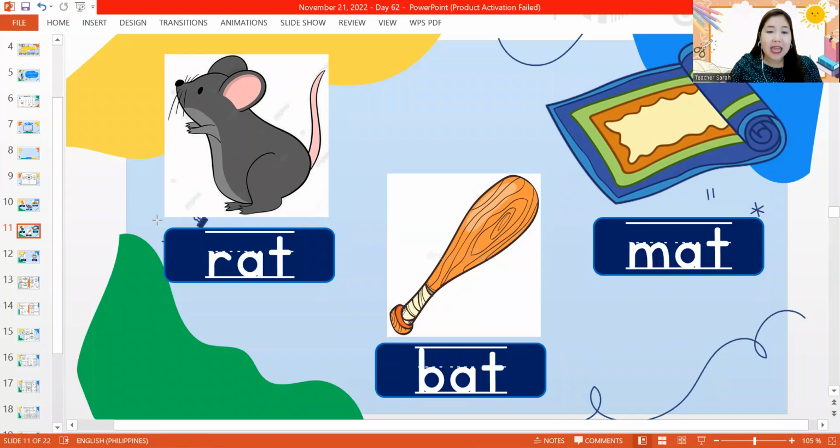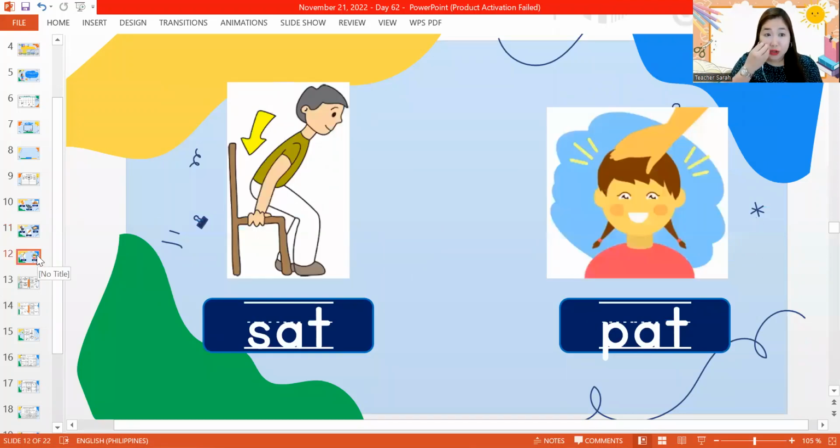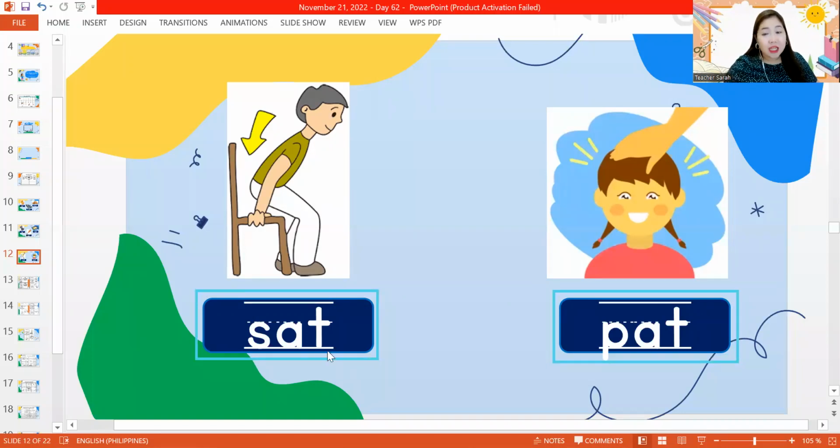Let's review the words again. We have rat, bat, and mat. Very good. Now we have our last set for today. Last word, sorry. We have s, at, the word is sat. So when you're sitting down, that is sat. Next one, p, at. When you tap the head, that is called a pat. P, at, pat. So let's review again. We have sat and pat. Very good.